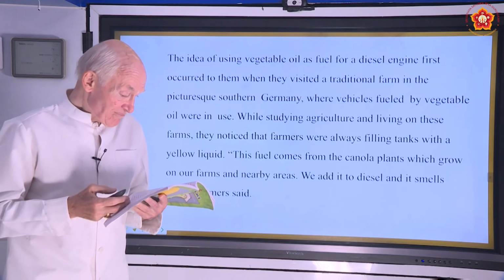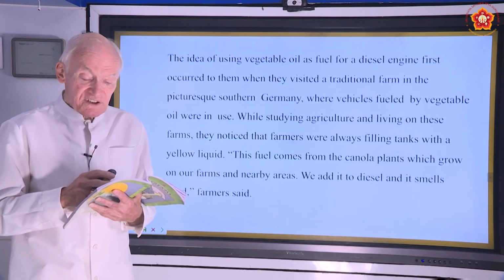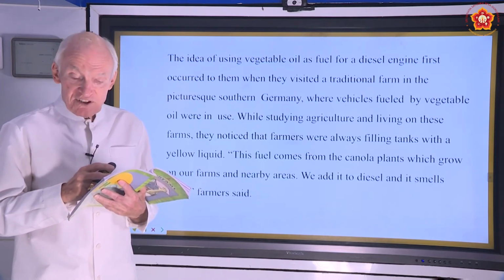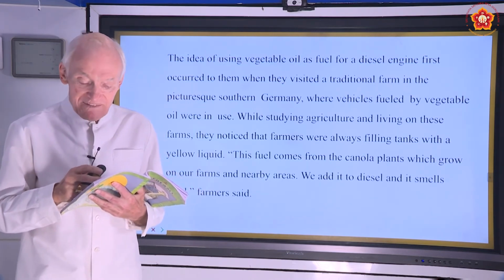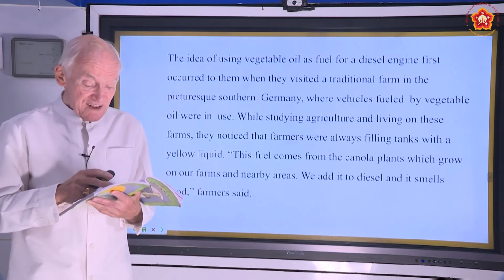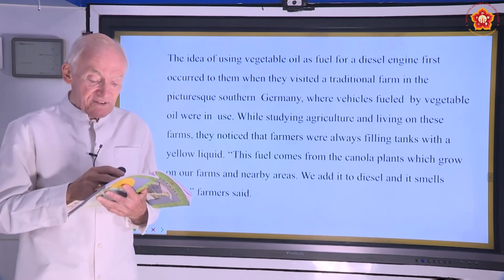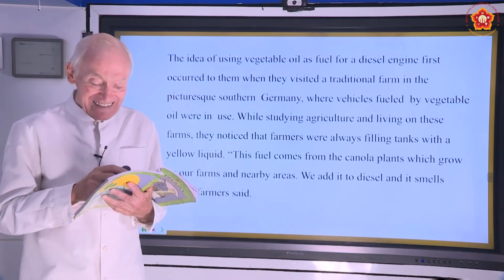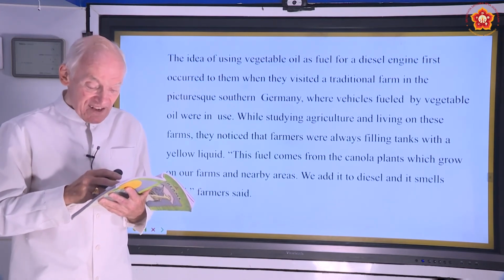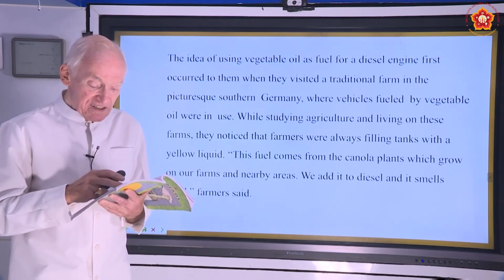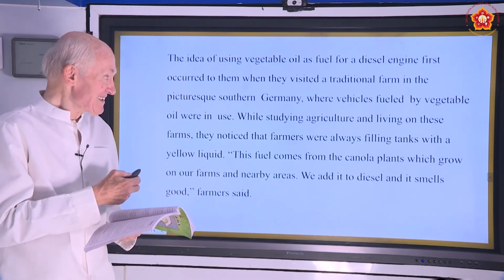The idea of using vegetable oil as a fuel for a diesel engine first occurred to them when they visited a traditional farm in the picturesque southern Germany, where vehicles fueled by vegetable oil were in use. While studying agriculture and living on these farms, they noticed that the farmers were always filling their tanks with a yellow liquid. This fuel comes from the canola plants, which grow on our farms and nearby areas. We add it to the diesel and it smells good, the farmer said.